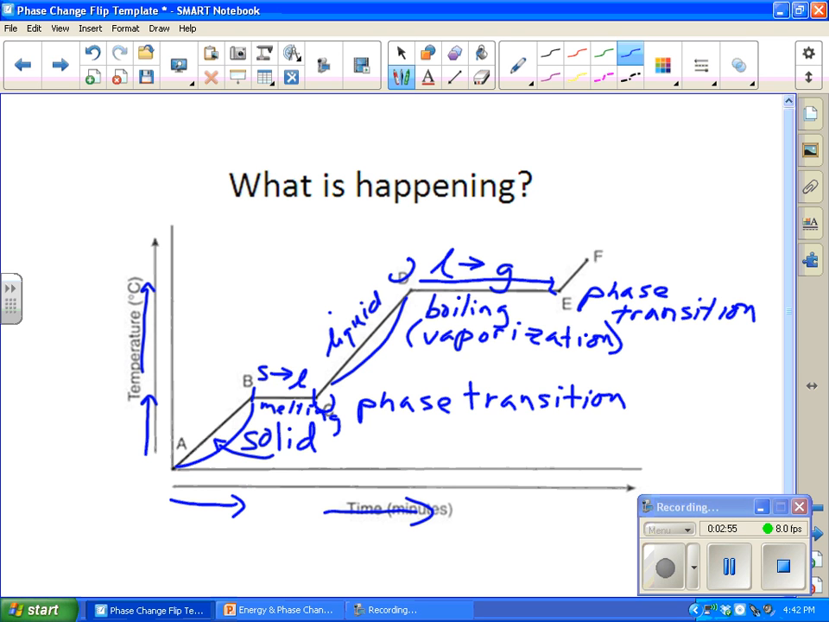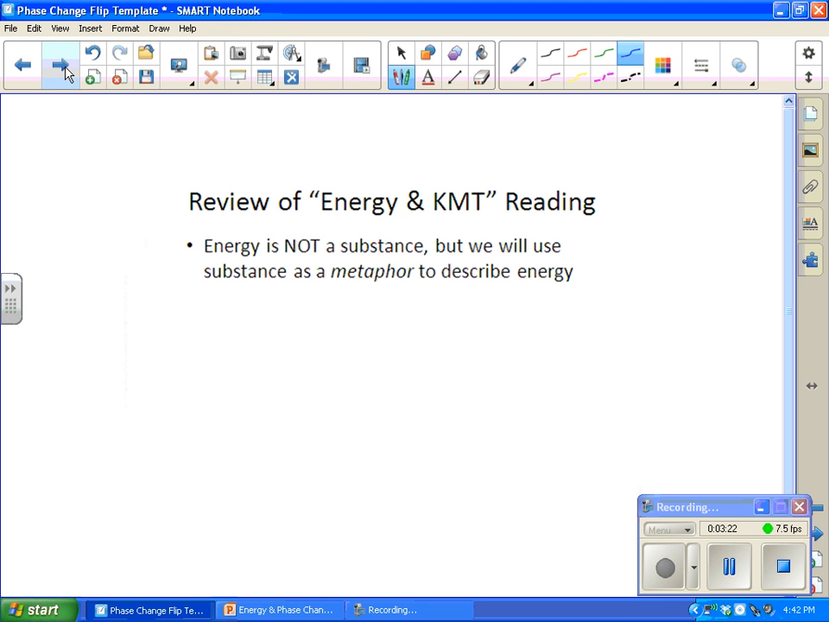And then finally, in the region between E and F, temperature is once again increasing as we increase the amount of heat added. And this is where we have the gas phase, and the particles in the gas phase are just increasing in temperature. So in order to understand what's going on here, we really need to review the energy and kinetic molecular theory reading that you were assigned earlier this week.